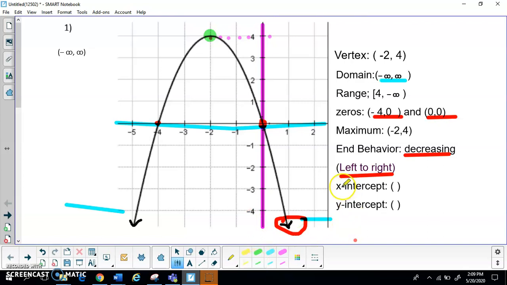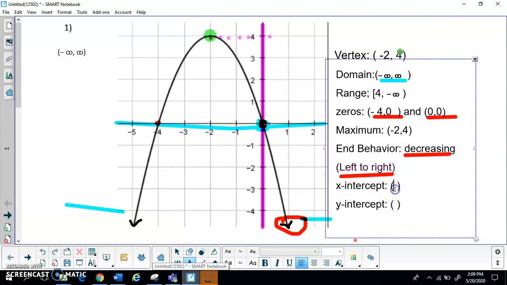Okay, let's move on to the x-intercept. So the x-intercept is where your graph intersects the x-axis. So in this case, the intersection point of your parabola on the x-axis is at point (0, 0), right here. So now let's type that value inside. So we can have (0, 0).